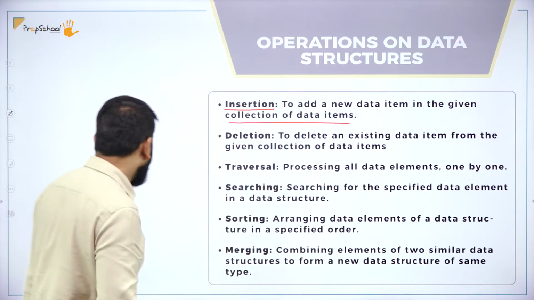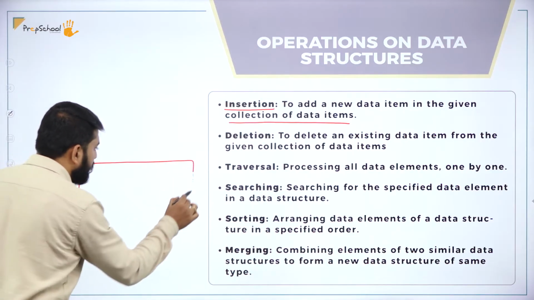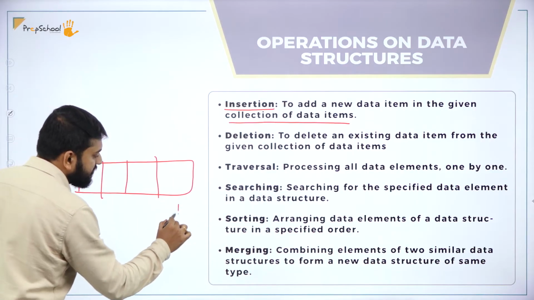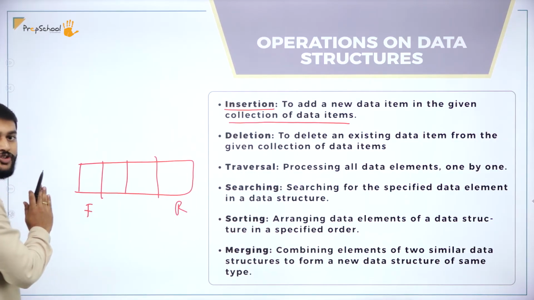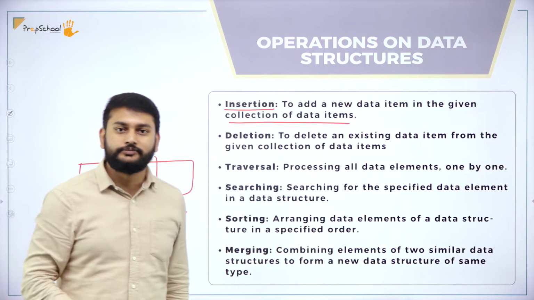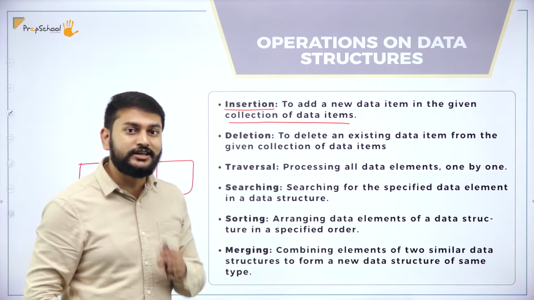Say, for example, I have a queue. This is the rear end and this is the front end. Traversal means you are visiting all the data. That is what we call traversal.